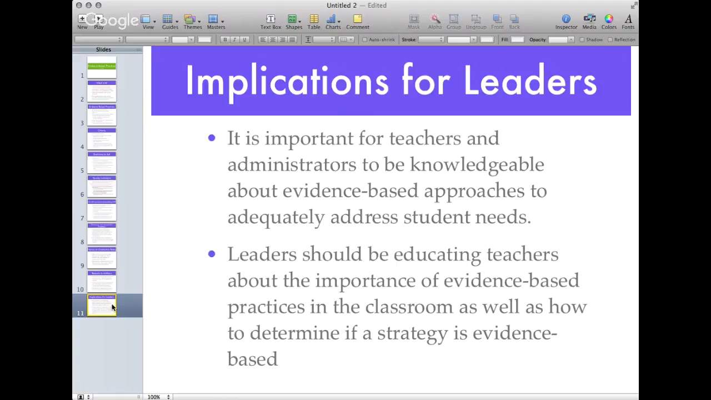The implications for leaders. It is important for teachers and administrators to be knowledgeable about evidence-based approaches to adequately address student needs. Leaders should be educating teachers about the importance of evidence-based practices in the classroom, as well as how to determine if a strategy is evidence-based or not.